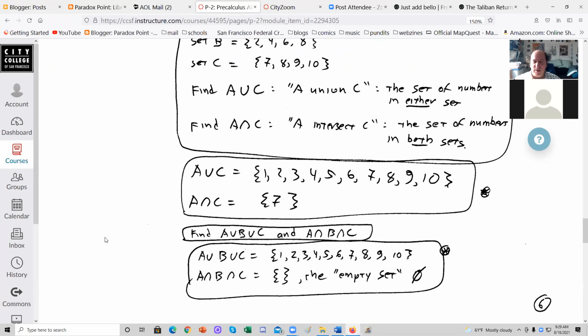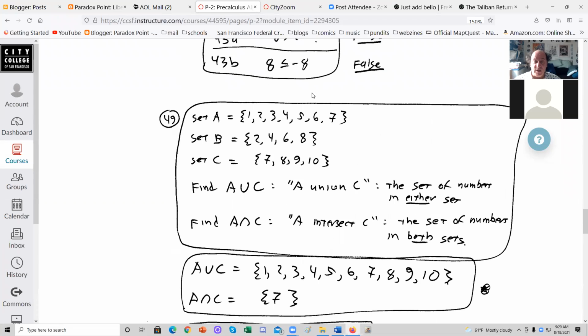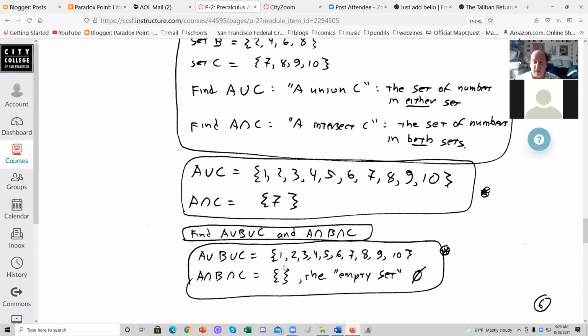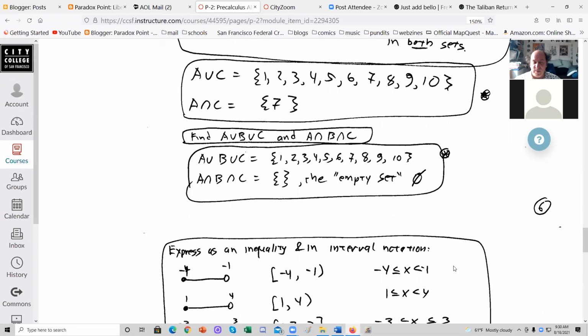Okay, find their union and their intersection. Their union is 1, 2, 3, 4, 5, 6, 7, 8, 9, 10. Their intersection is empty. There is no number that is in all three of these sets. So we denote that by empty brackets. We call that the empty set, 0 with a slash through it.